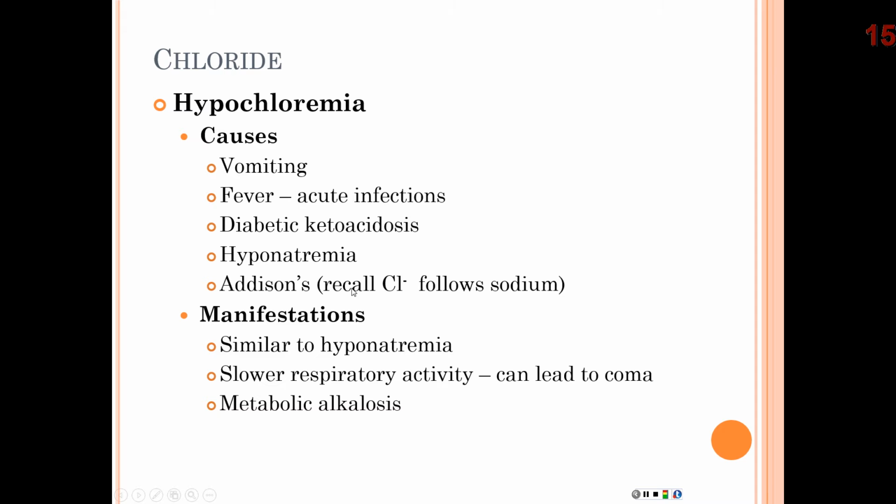And then Addison's, because again chloride and sodium are so closely related. With Addison's, remember it has to do with inadequate levels of aldosterone. Manifestations are similar to hyponatremia. Slower respiratory activity, that's a real important issue, and again that has to do with the exchange that we were just talking about. And then it can also lead to metabolic alkalosis.